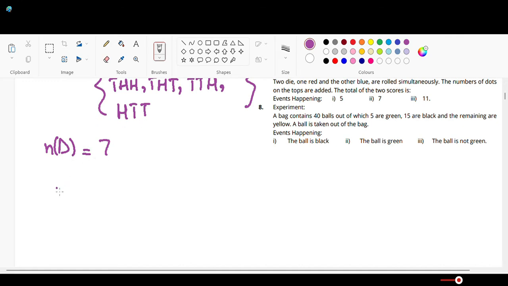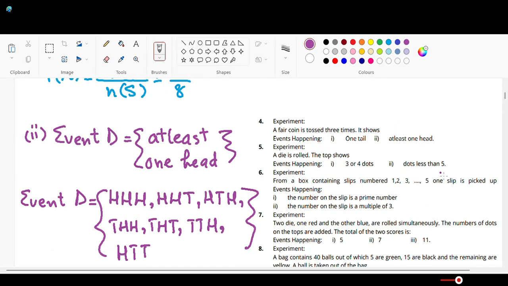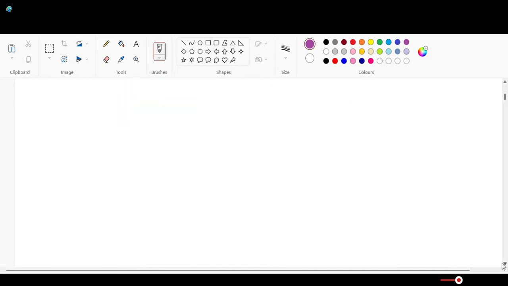Anyway, the number of elements in D is 7, and the probability of D is equal to the number of elements in D divided by the number of elements in the sample space. That is going to be 7 over 8. So we have a high chance of getting at least one head when we toss a coin 3 times. Anyway, next question. We have done 4.